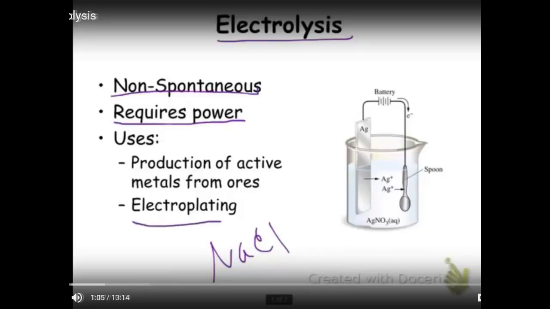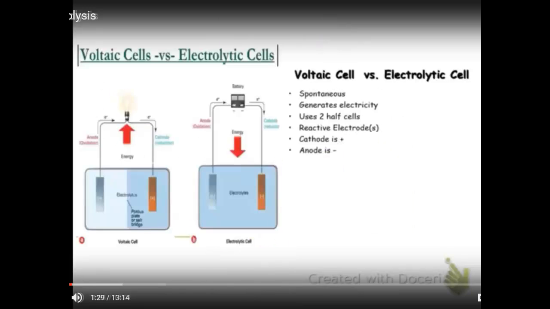The other use of electrolysis is electroplating. So if I wanted to put some gold plating on something or some silver plating, I can use this to put a thin layer of a desired metal on top of another metal object. Alright, so let's take a look at electrolysis. So I want to contrast, first of all, the main differences between voltaic cells, also known as galvanic cells, and electrolytic cells.